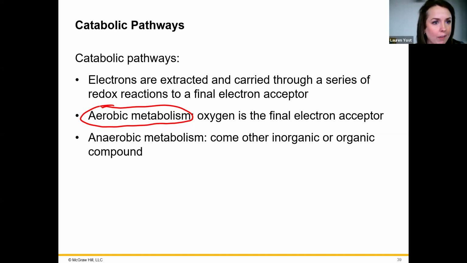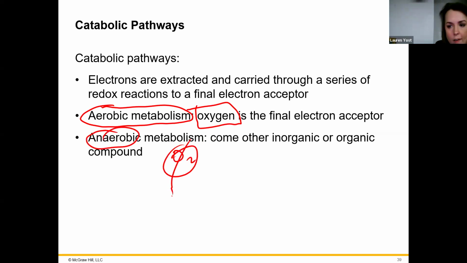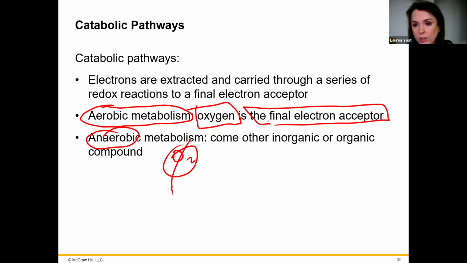So aerobic versus anaerobic. We already learned these terms. Aerobic, we know that's going to have oxygen involved. Anaerobic, not oxygen. That's really all you need to remember about these terms. Anaerobic, no oxygen, something else besides oxygen. So it says here that oxygen is our final electron acceptor. I told you electrons have to go somewhere. That's where it's going to go. We'll get to it. Don't worry.